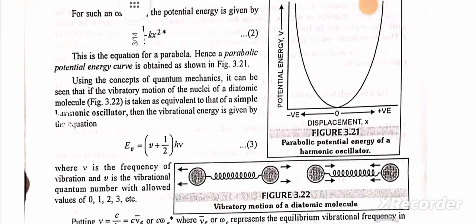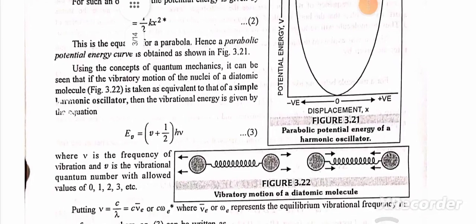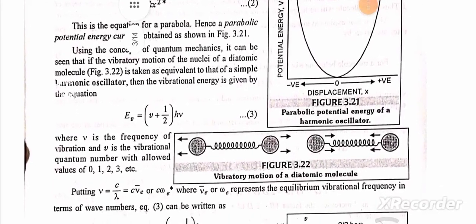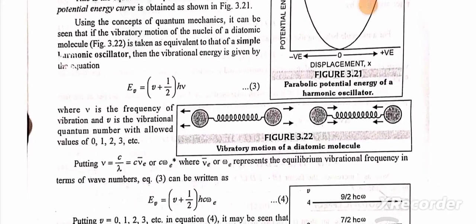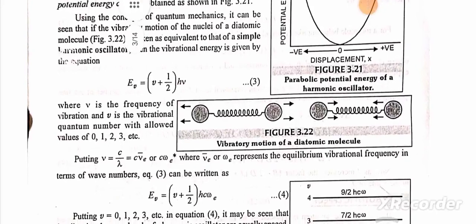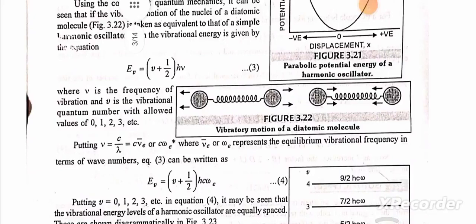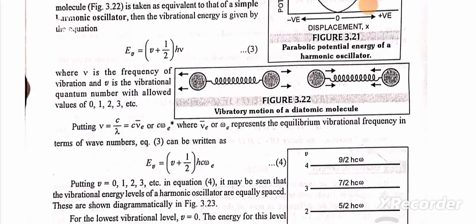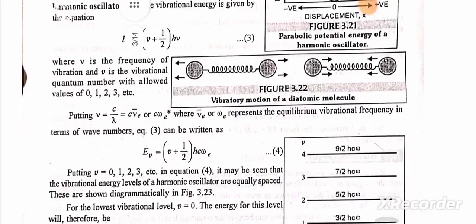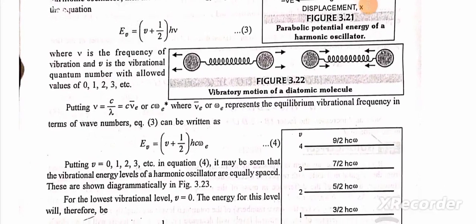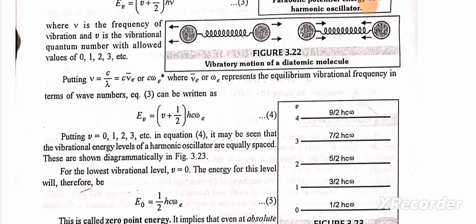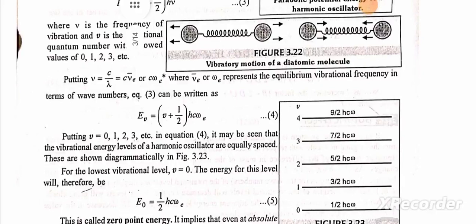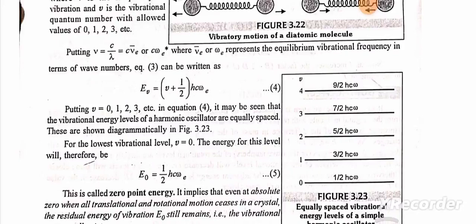Using the concepts of quantum mechanics, it can be seen that if the vibratory motion of the nuclei of a diatomic molecule is taken as equivalent to that of a simple harmonic oscillator, then the vibrational energy is given by this equation, where nu is the frequency of vibration and v is the vibrational quantum number with allowed values of 0, 1, 2, 3, etc. Putting nu equals c by lambda, that is c nu bar or c omega e, where nu bar or omega e represents the equilibrium vibrational frequency in terms of wave numbers, it can also be written like this.